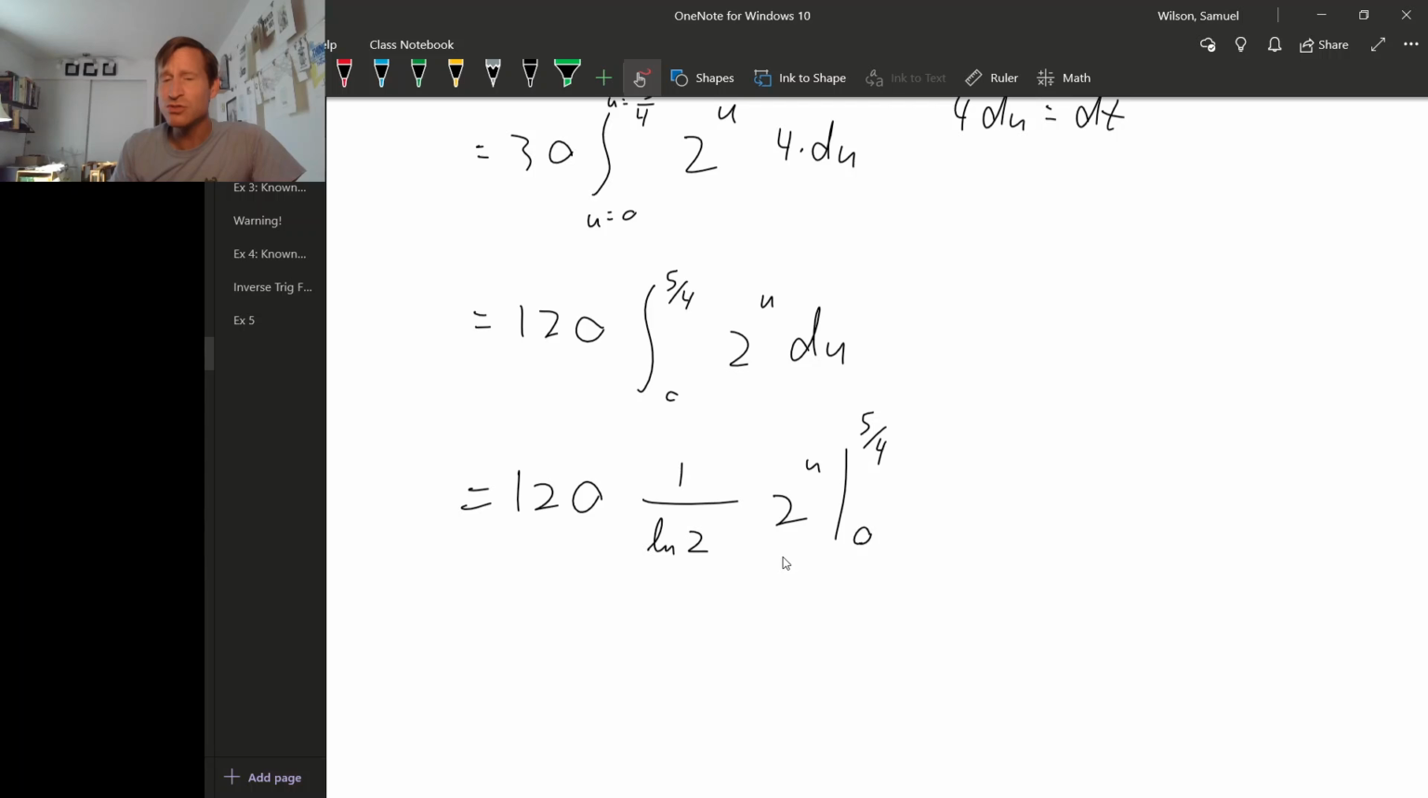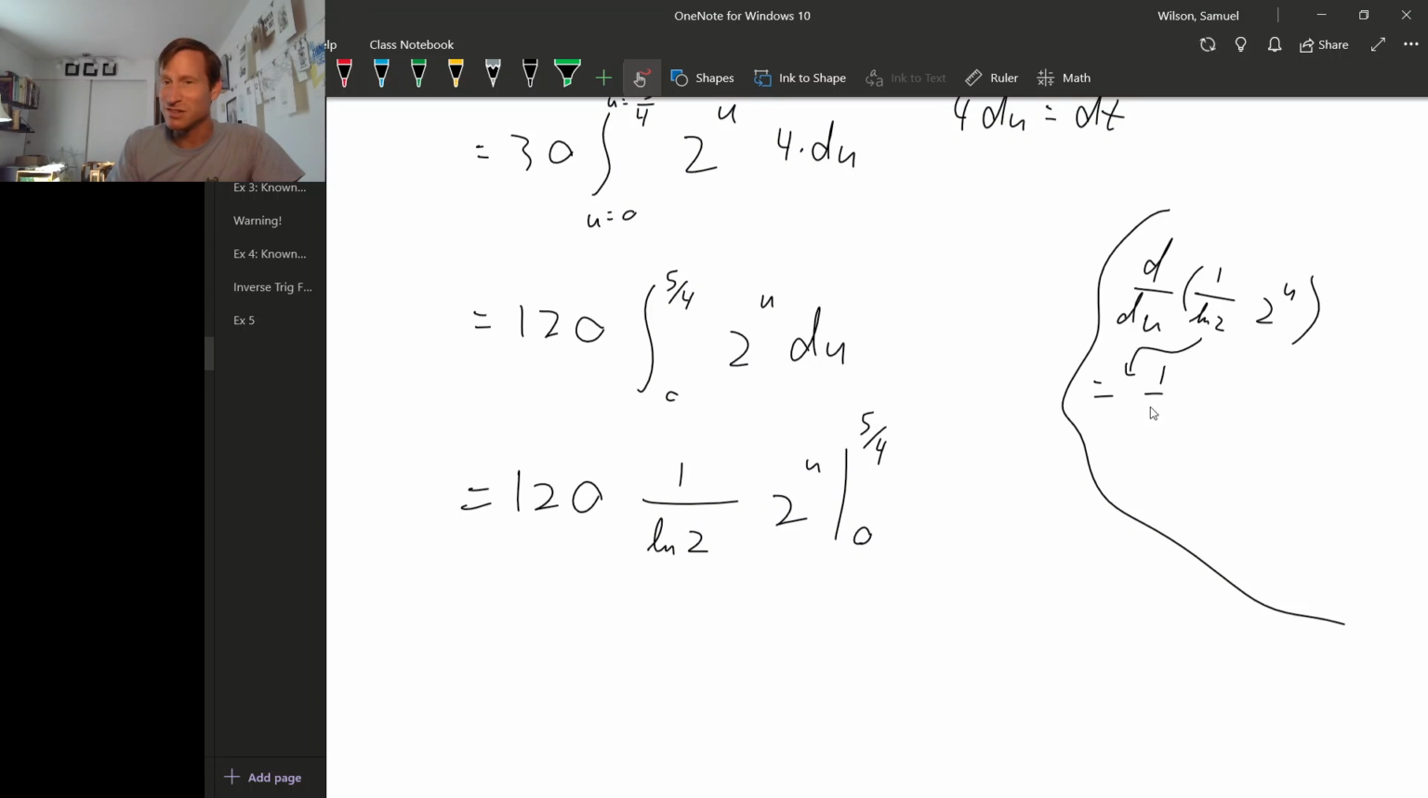If you're unsure about this sort of thing, remember you can always check your antiderivative by, over in the margin somewhere, taking the derivative of your antiderivative, and you should get back to your integrand. So just to check, let's take the derivative with respect to u of 1 over natural log 2 times 2 to the u. So we can move this constant multiple outside the derivative, and then take the derivative of 2 to the u, which is 2 to the u times natural log 2. These cancel. You get 2 to the u, which is what the integrand started out as. So our antiderivative is correct.